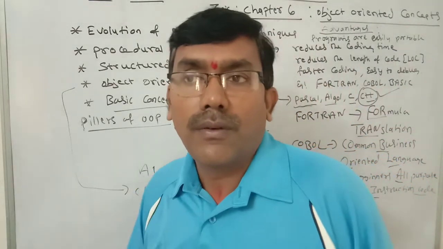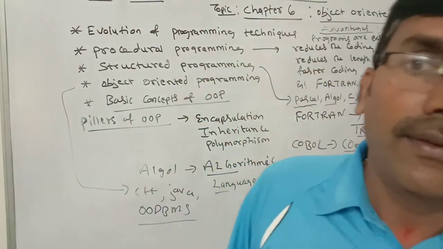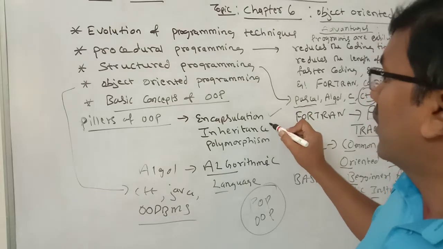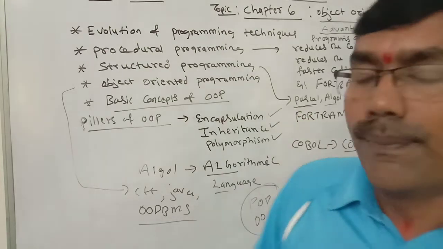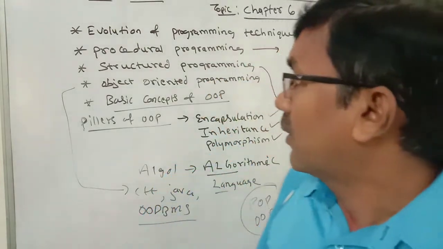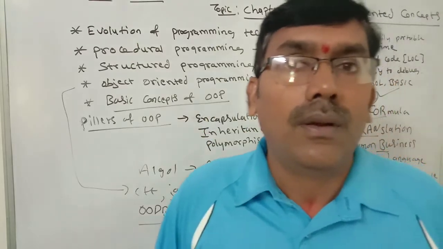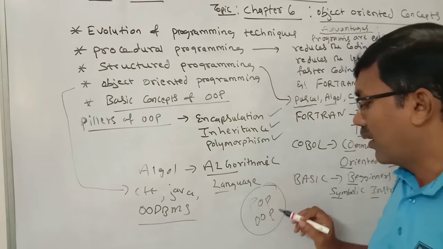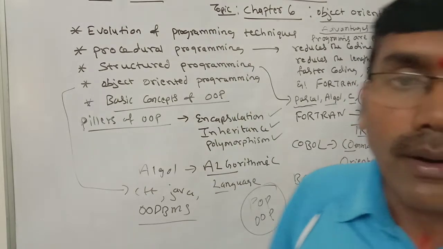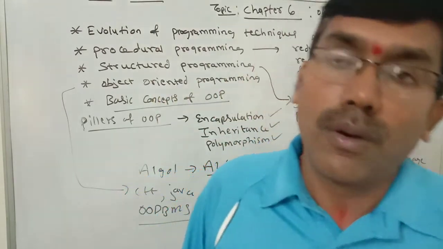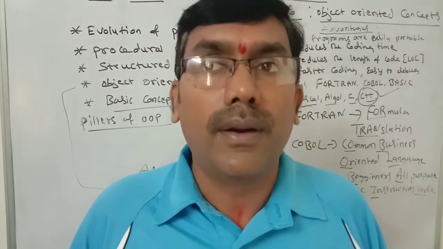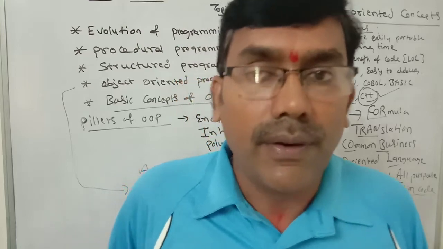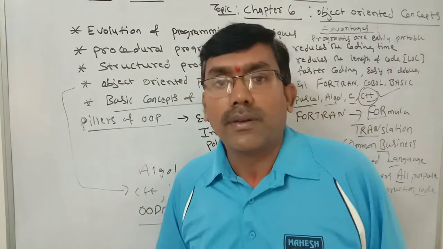Which are the basic concepts of OOP? Where you are going to use class, objects, and what we have written here, pillars: encapsulation, inheritance, polymorphism. Those will come under the basic concepts of OOP. In the next class we will discuss the difference between procedure oriented programming and object oriented programming, and programming paradigms, meaning what a token is, what a keyword is, what an identifier is. Everything will be discussed in the next class.